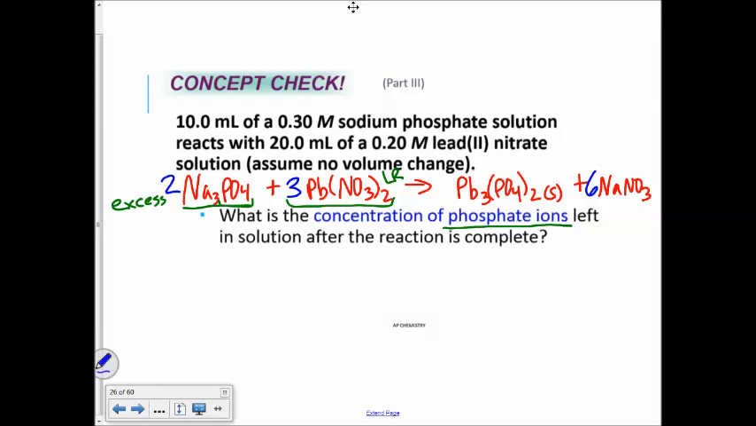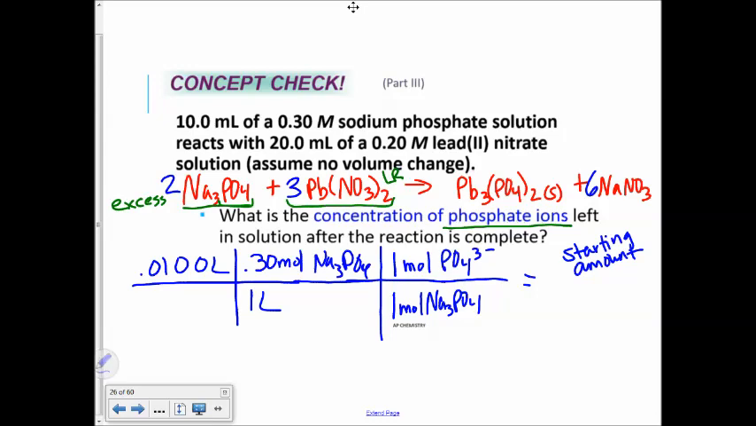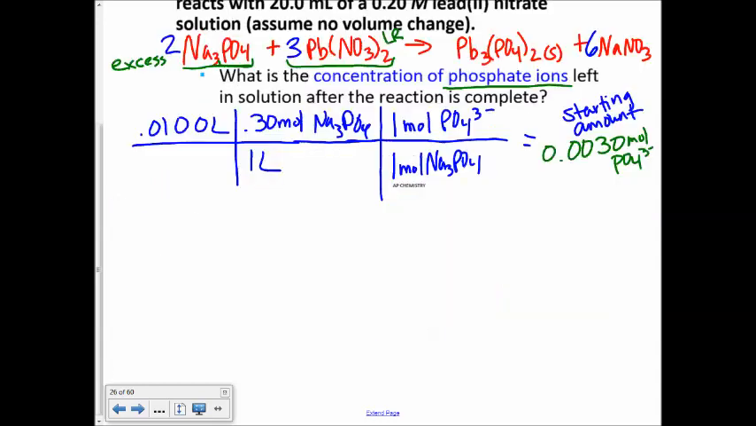So if we're starting with 0.0100 liters, this is 0.30 moles per 1 liter of our sodium phosphate. 1 mole of sodium phosphate equals 1 mole of our phosphate ion, right? This is how much phosphate we're starting with, the starting amount before the reaction occurred. So that ends up being what? 0.0030 moles phosphate. Somebody check that, calculate that. So that's the first part, figuring out the starting amount of the moles.